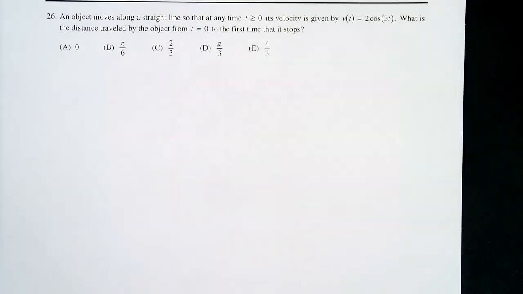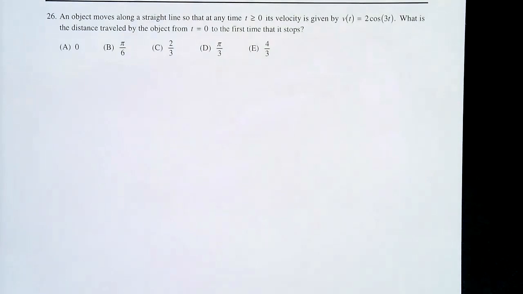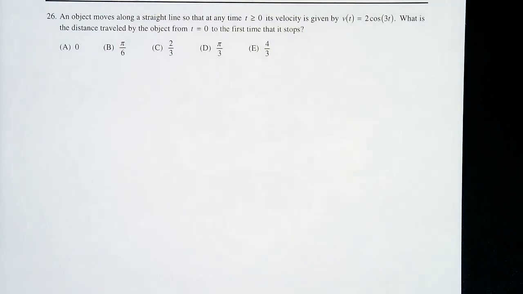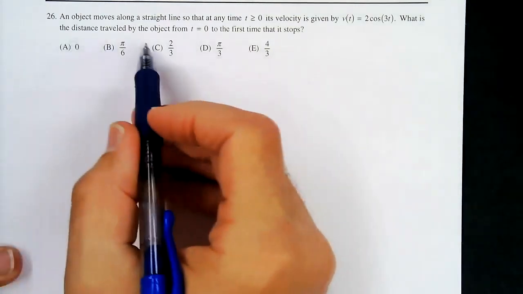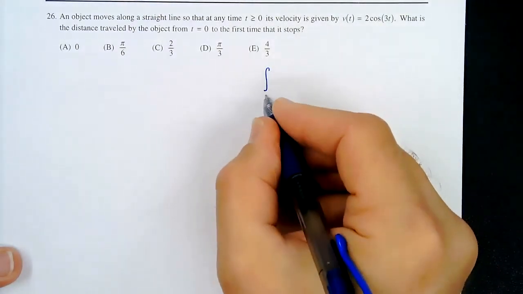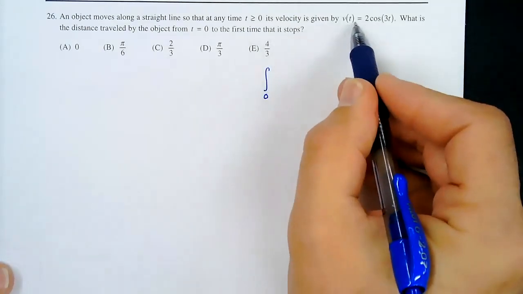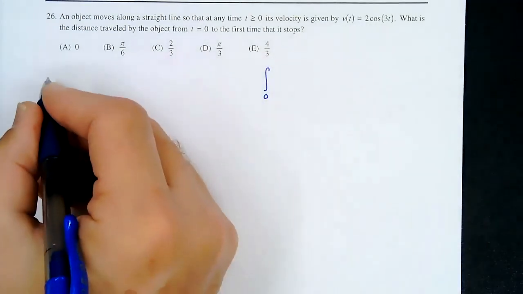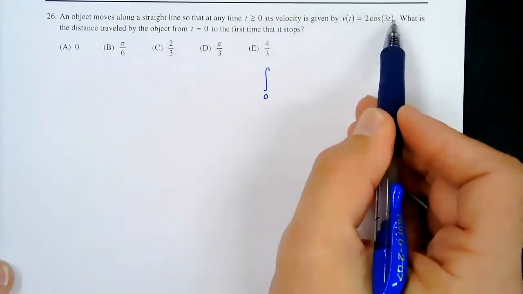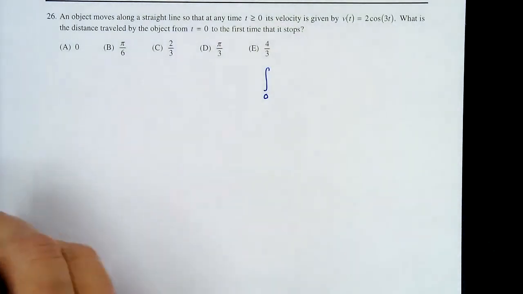So for 26, an object moves along a straight line so that at any point t greater than or equal to 0, its velocity is given by this function. What is the distance traveled by the object from t equals 0 to the first time that it stops? So to find the total distance traveled, we want to integrate from 0 to the first value it stops at. So we have to set this velocity equal to 0 to see where it stops. And we have to recall that this t value has to be positive, so we don't even have to worry about negative values at all.